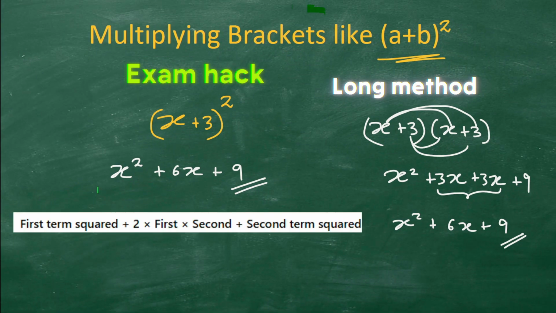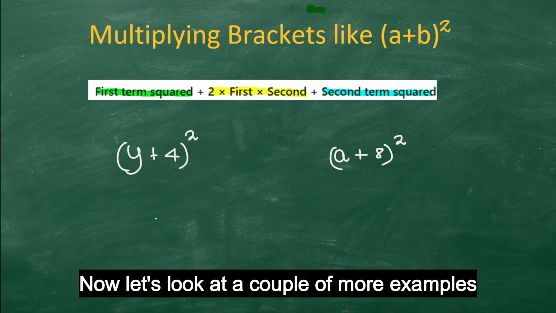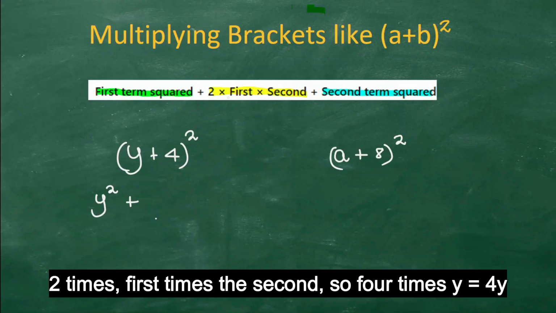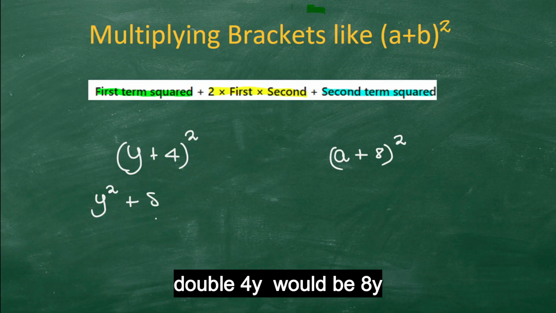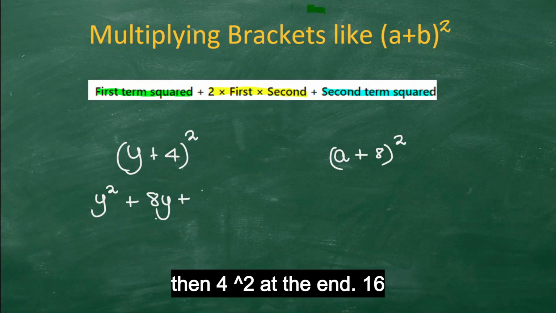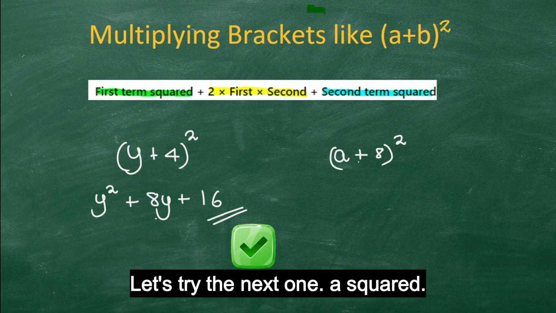So here's what you need to memorize. Now let's look at a couple of more examples to consolidate this idea. First term squared, y squared, add 2 times first times the second. So 4 times y, 4y, double 4y would be 8y. Then 4 squared at the end, 16. Done. Pretty easy. Let's try the next one.